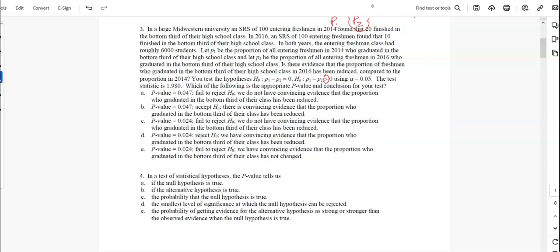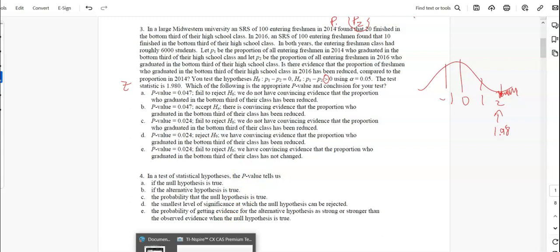Okay, the test statistic. That's the z value there. If you draw a normal curve, 0, -1, 1, 2, then 1.98 is where we shade, starting at a z value of 1.98 and getting bigger. So what's the appropriate p-value and conclusion? You would want to get out your calculator.